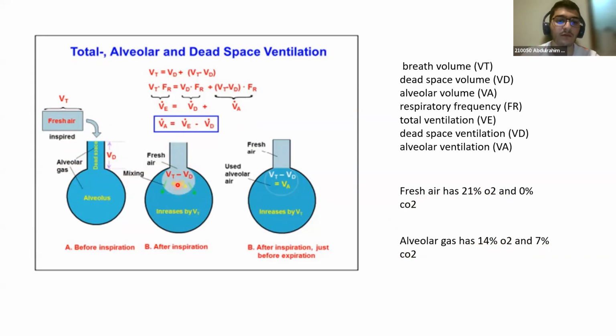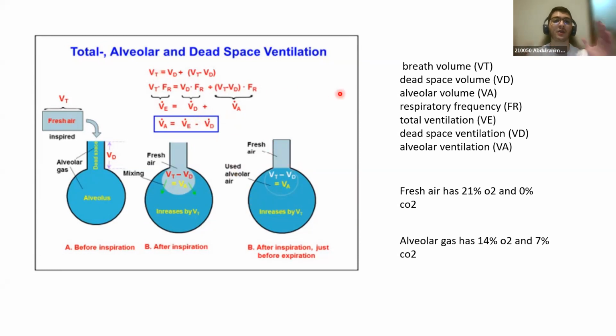In the alveoli, the fresh air will get mixed with the alveolar gas. As I said, in the fresh air we have 21% O2, and in the alveolar gas we have 14% O2. So when they get mixed, the percent of oxygen is between 14 and 21. It cannot be more than 21, and it cannot be less than 14. However, the dead space, by definition, is the area where there is no exchange of oxygen and carbon dioxide. Therefore, here there is 0% carbon dioxide. After inspiration, we have the mixed gas in the alveoli, and in the dead space we only have 0% carbon dioxide.